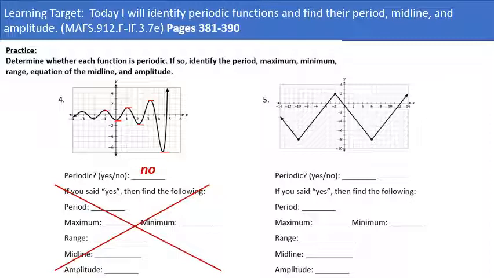All right, number 5. Pause the video, try it on your own, and then come on back and I'll show you the answers. Okay, here we go. Is this periodic? Are the maximum values the same? We can't see more than one maximum value, but it certainly appears that way. Are the minimum values the same? Yes, and it appears to be spread out, so for argument's sake, we'll say yes.